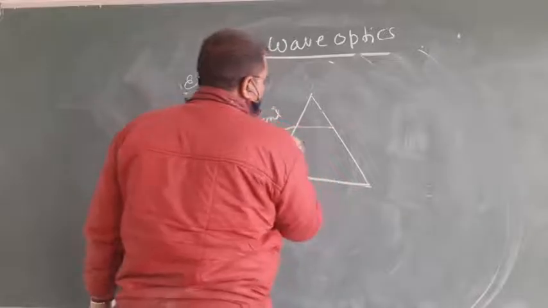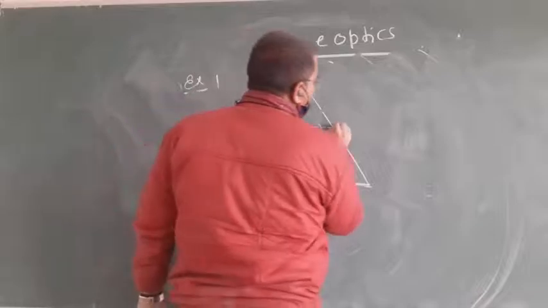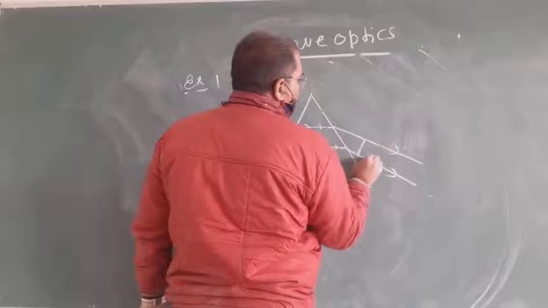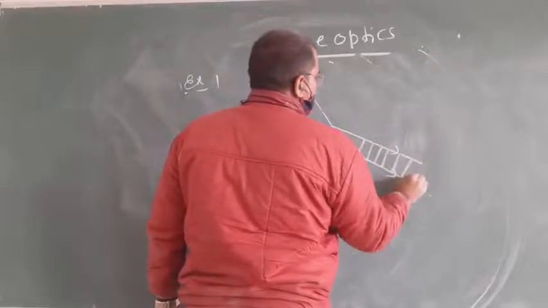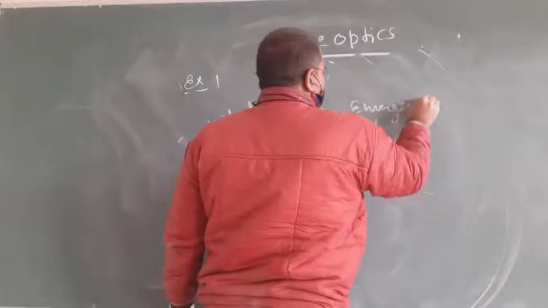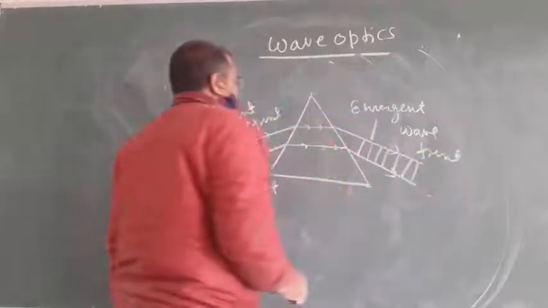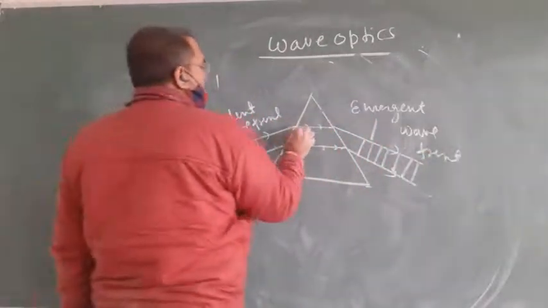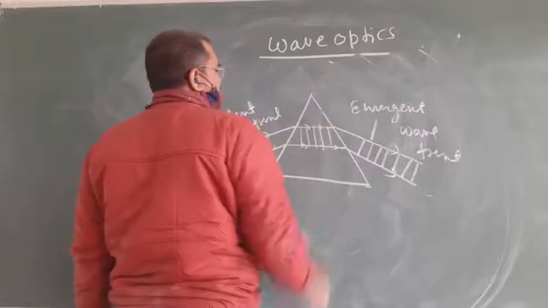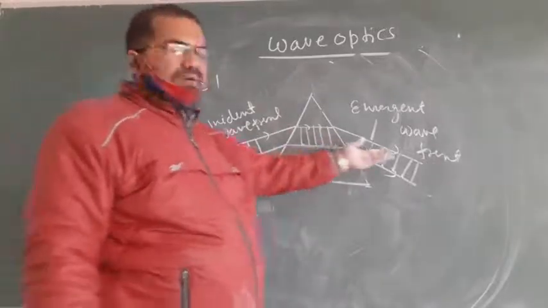After reflection, this is the reflected wave, and finally these are the emergent. So the wavefront must be like that. These are the emergent wavefront. You can also draw the reflected wavefront: incident wavefront, reflected wavefront and emergent wavefront.